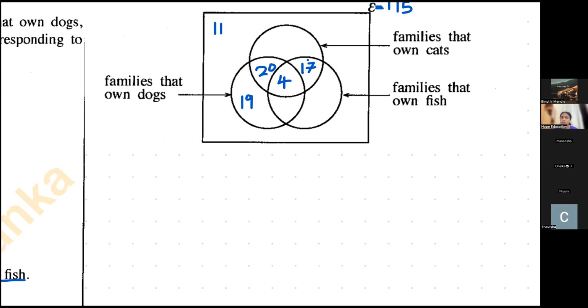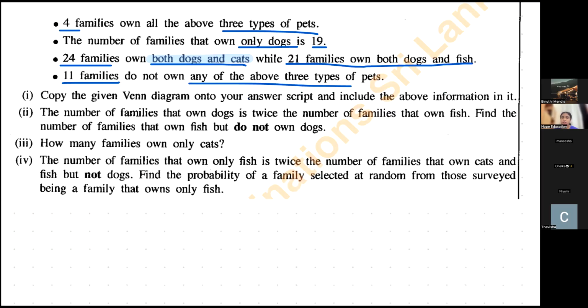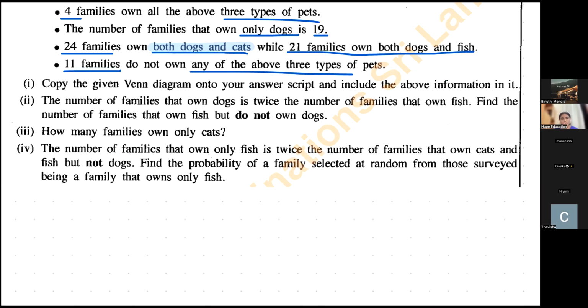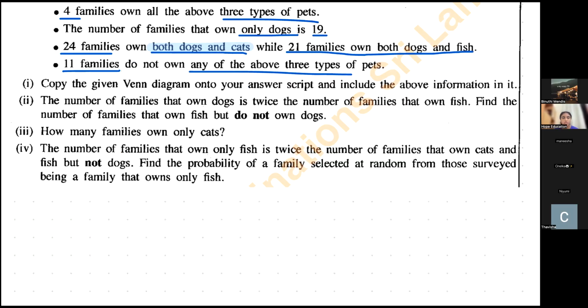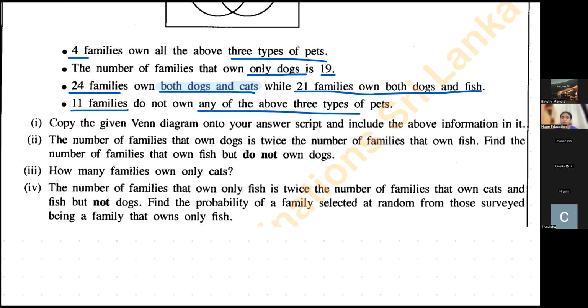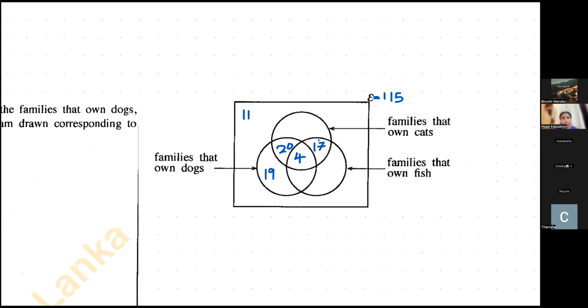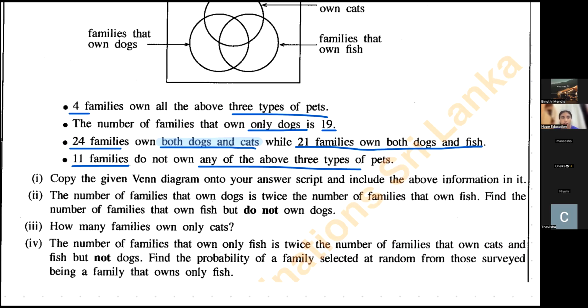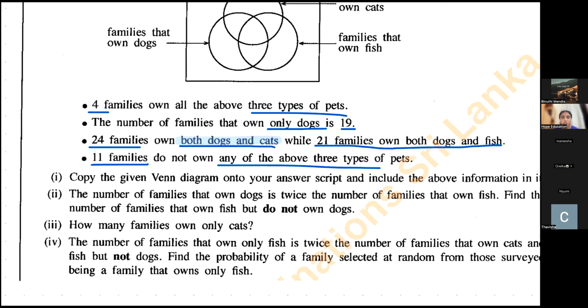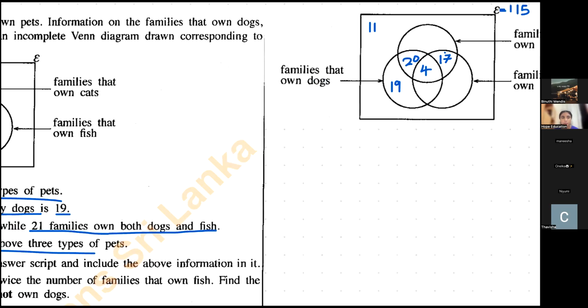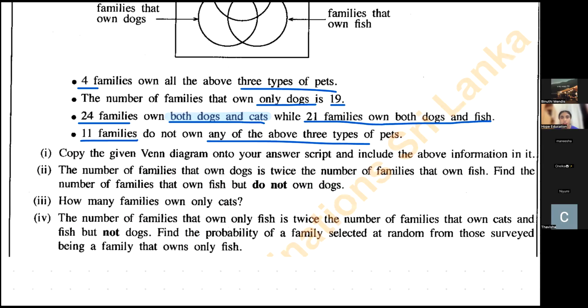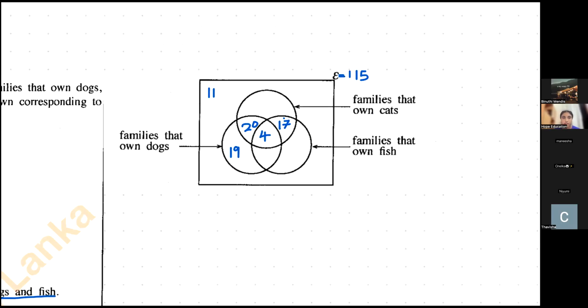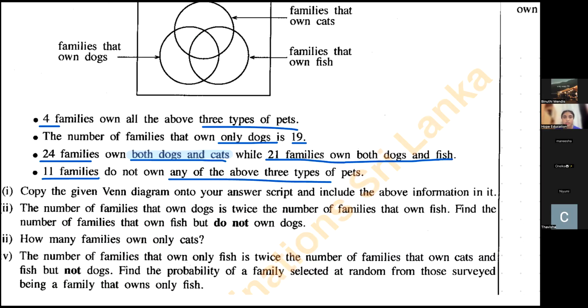How did you get this answer, lamai? Isn't the information insufficient? Number of families that own dogs is twice. Did we mark the Venn diagram correctly? Let me see. 4 families own all 3 types. The number of families that own only dogs is 19. 24 families own both dogs and cats. 21 families own both dogs and fish.